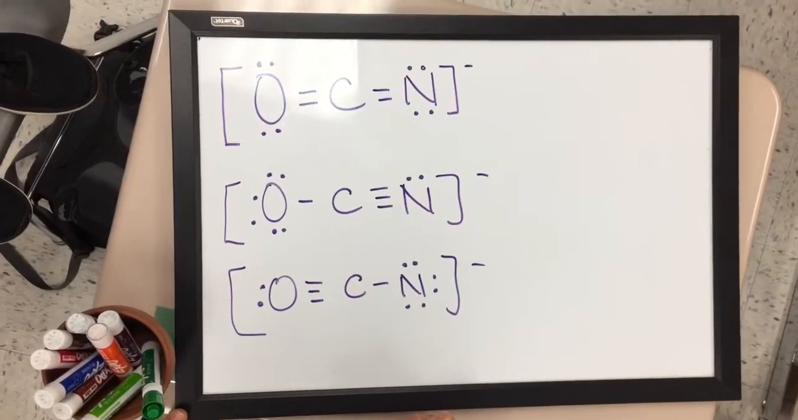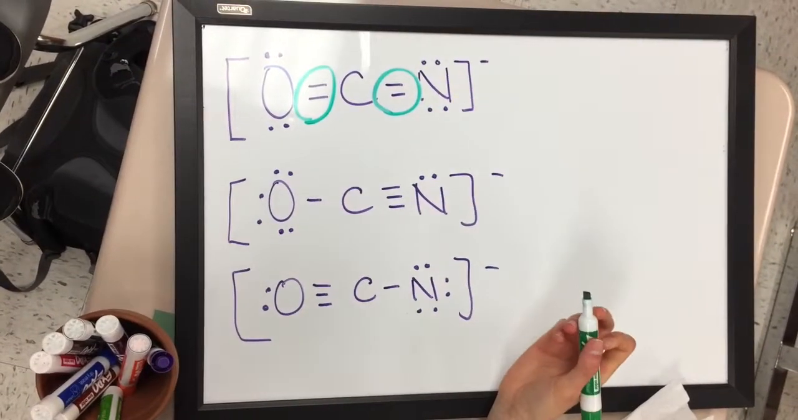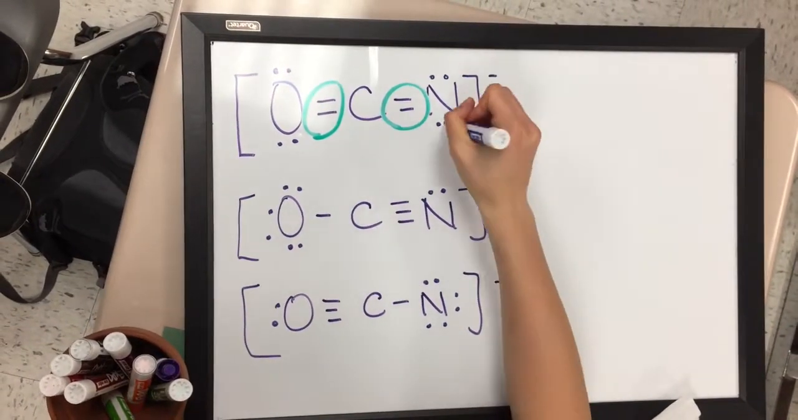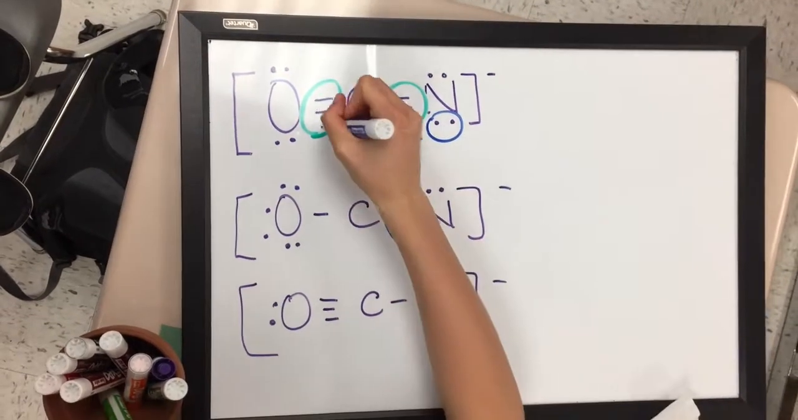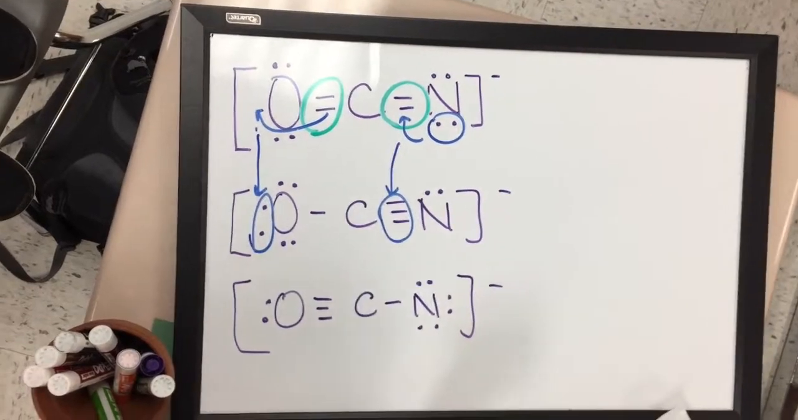The Lewis structure of cyanate can be drawn in three different ways. In the first Lewis structure, there are double bonds between the oxygen and carbon atoms and the carbon and nitrogen atoms. However, the Lewis dot structure can also be drawn with a single bond between the oxygen and carbon atoms and a triple bond between the nitrogen and carbon atoms.